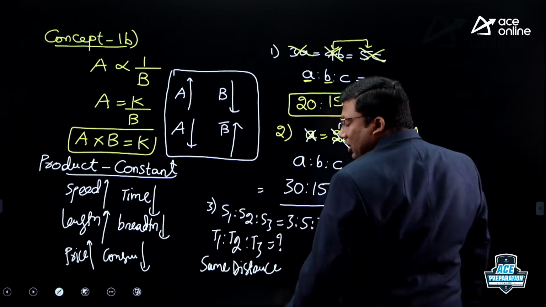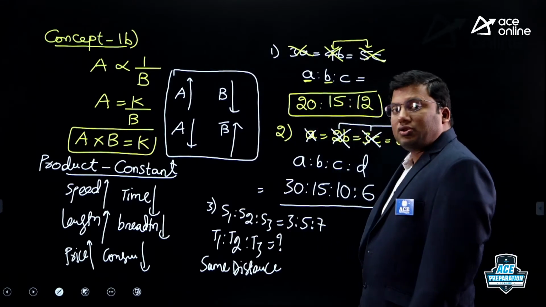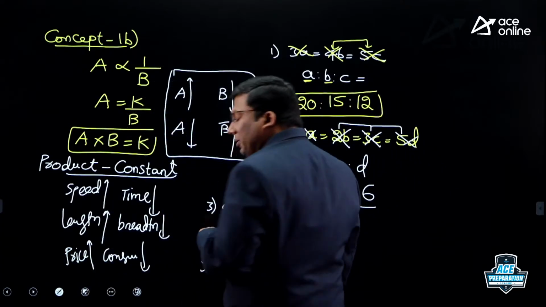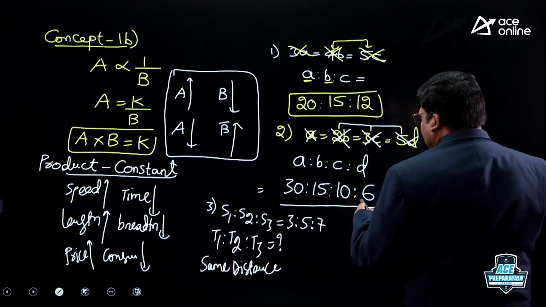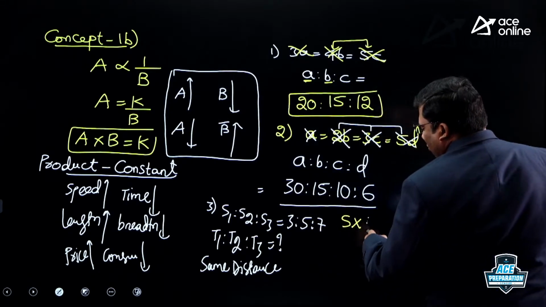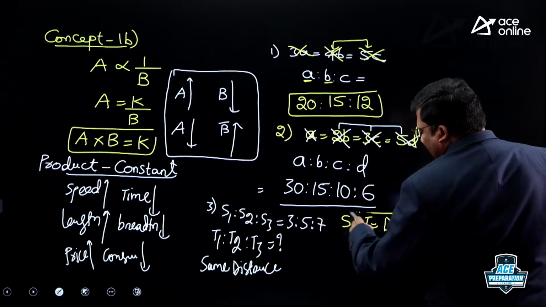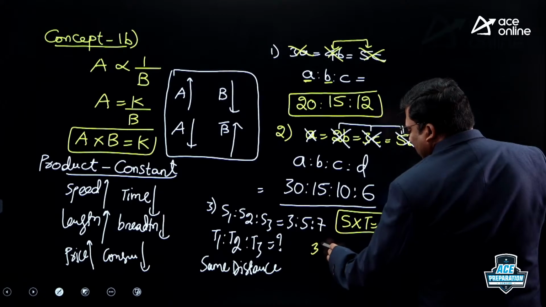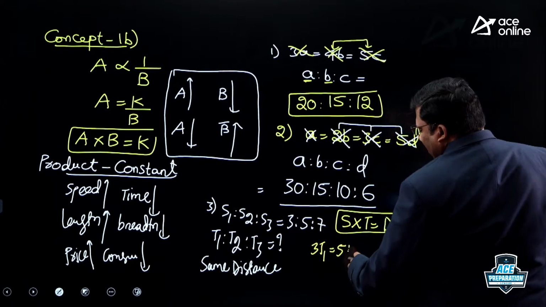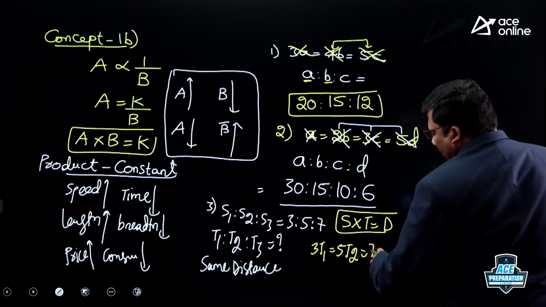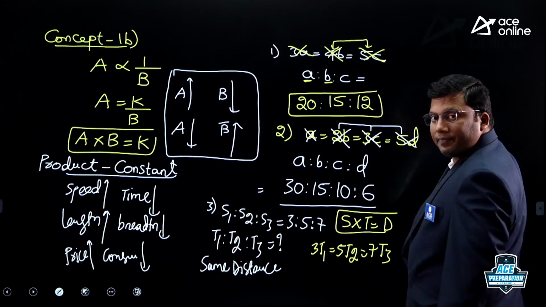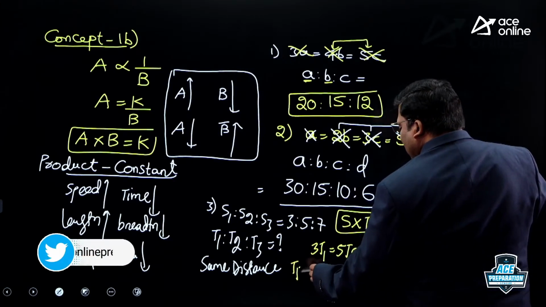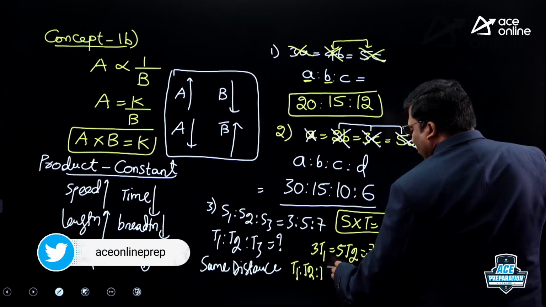Listen carefully, sir. Speed ratio is 3 is to 5 is to 7. What will be the time period ratio for the same distance? Listen carefully. Speed into time is a distance. Speed ratio, it is 3:5:7. 3T1 equivalent to 5T2 equivalent to 7T3. So T1 is to T2 is to T3 is.